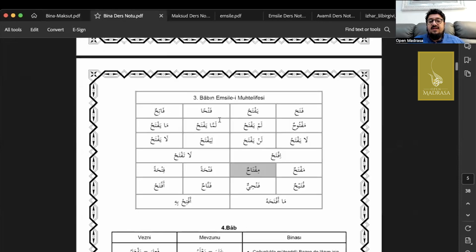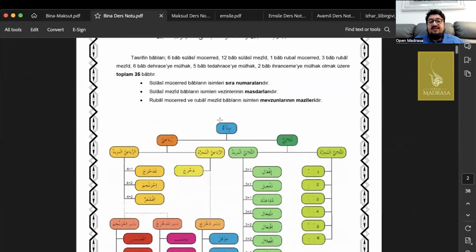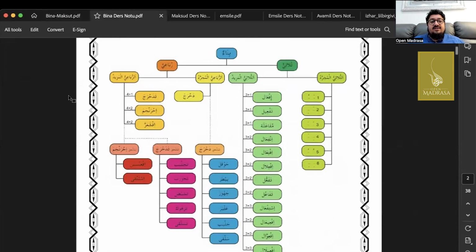Now, if you want to see a good modern example, again, the texts have done fantastic work. You can see that here, where he's broken Bina down first into two, into the Thulathi and the Mujarrad. I'm not going to explain those. Sorry, the Thulathi and the Ruba'i.